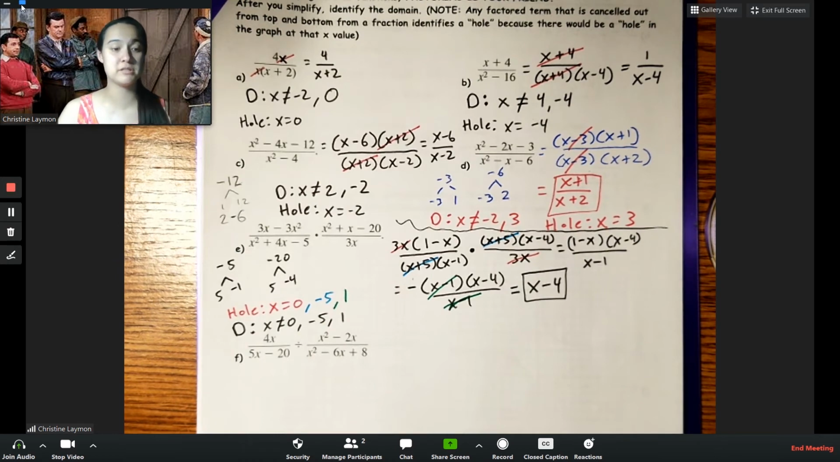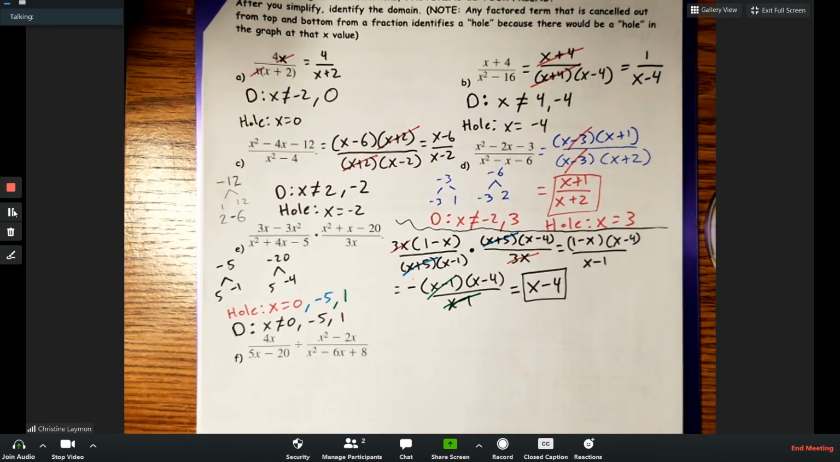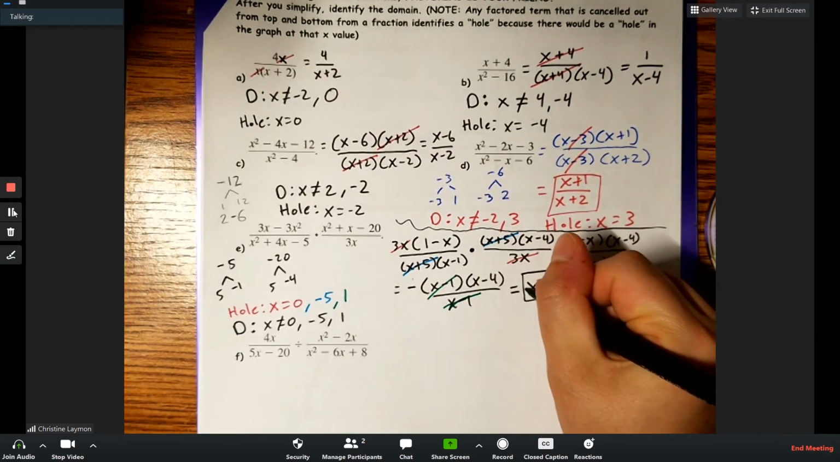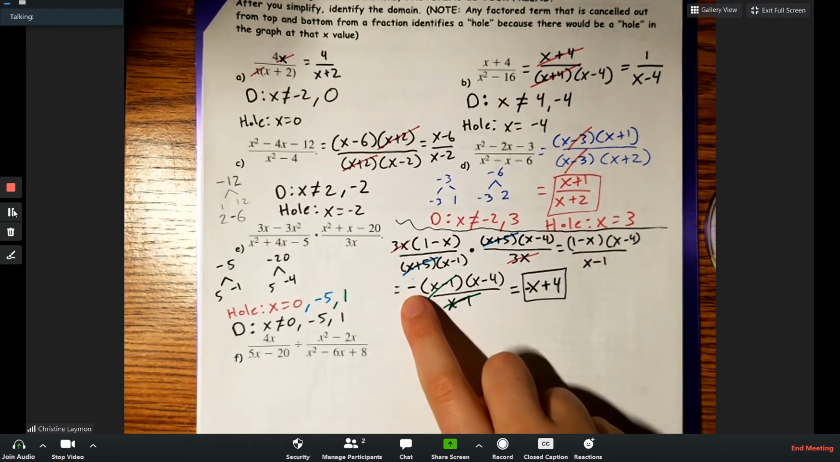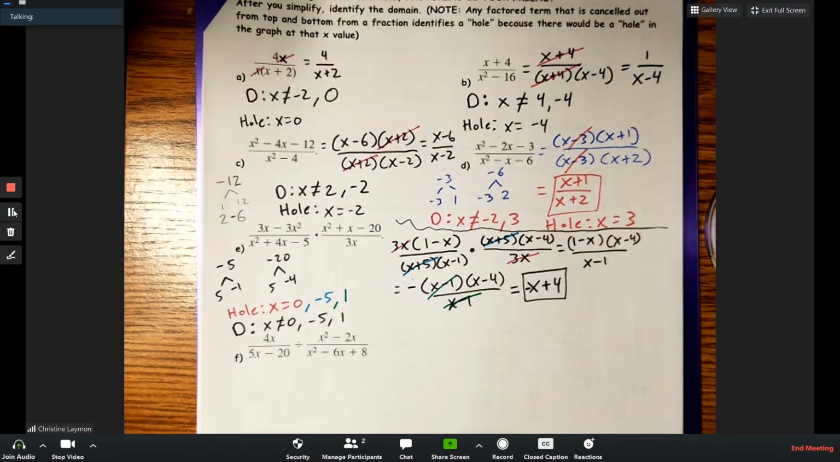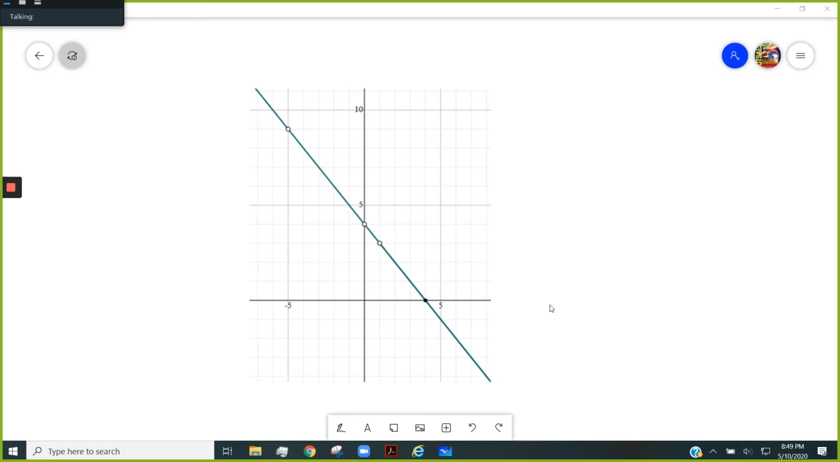Let's go ahead and take a look at what this graph appears as. Let me actually make a quick note here. We have a negative sign in front of all this. This should be negative x plus 4. I lost the negative. So negative x plus 4. Now let's go ahead and graph it.